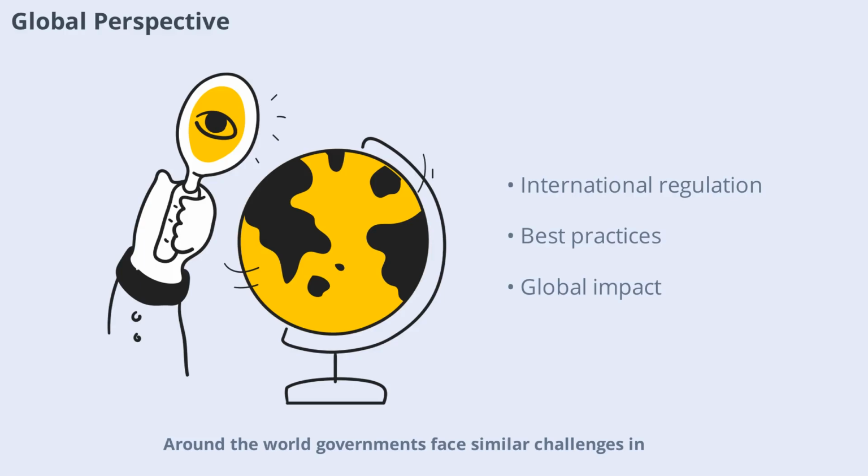Around the world, governments face similar challenges in regulating monopolies and promoting competition. International cooperation and the sharing of best practices can help address these issues on a global scale.